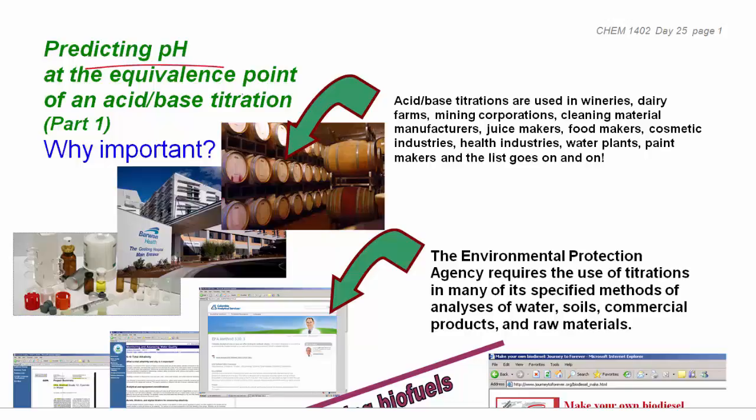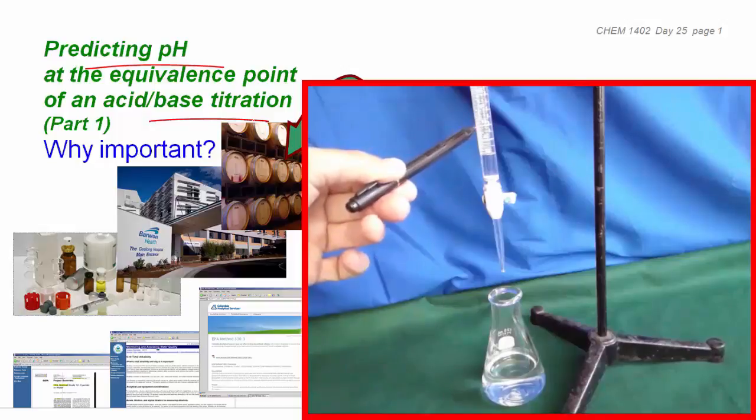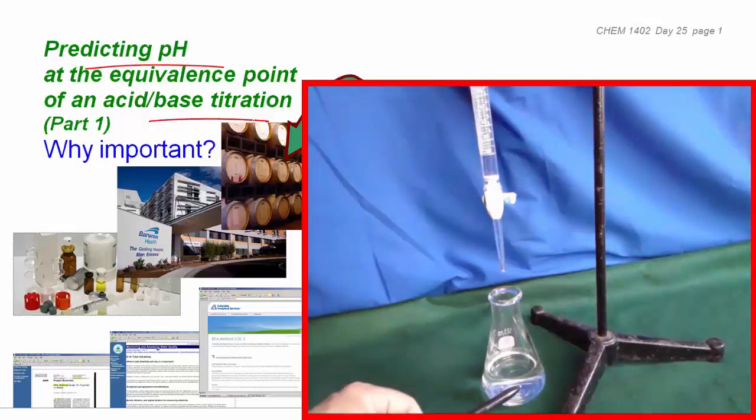Predicting the pH at the equivalence point of an acid-base titration. Now, do you remember what a titration is? A titration is just a separation of reactants. Put one reactant in the Erlenmeyer flask, put the other reactant in the burette, and slowly add the reactant in the burette until all of the reactant in the Erlenmeyer flask is gone, till it all reacts up.